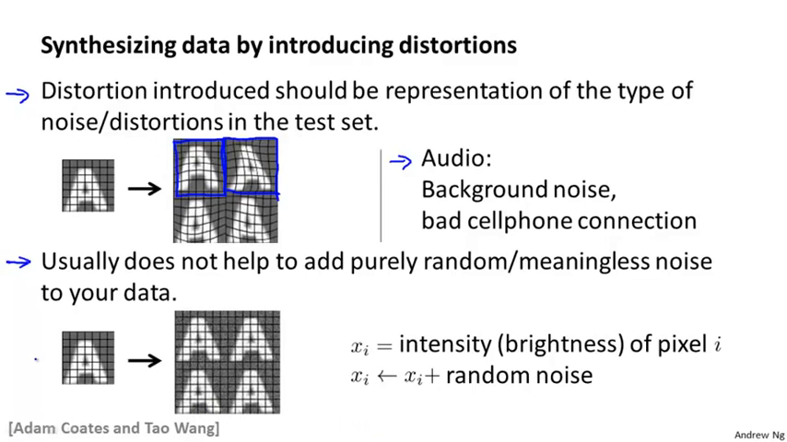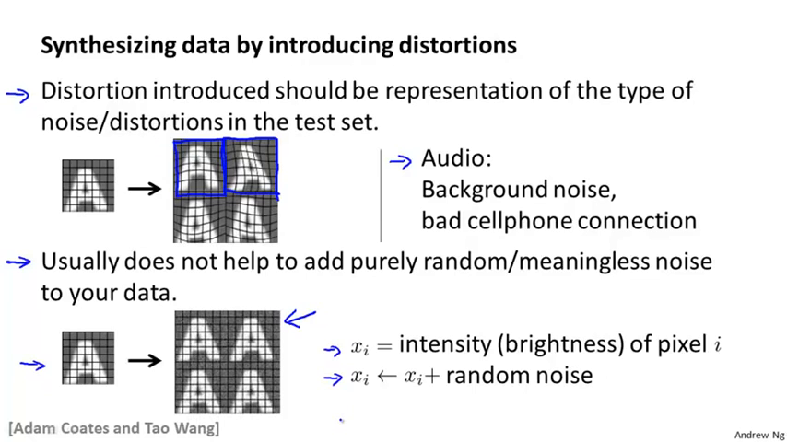Not sure you can see this, but what we've done here is taken the image, and for each pixel in each of these 4 images, just added some random Gaussian noise to each pixel. So each pixel is the pixel brightness, and if you just add some Gaussian random noise to each pixel, just totally meaningless noise, right? Unless you're expecting to see these sorts of pixel-wise noise in your test set, this purely random meaningless noise is less likely to be useful.